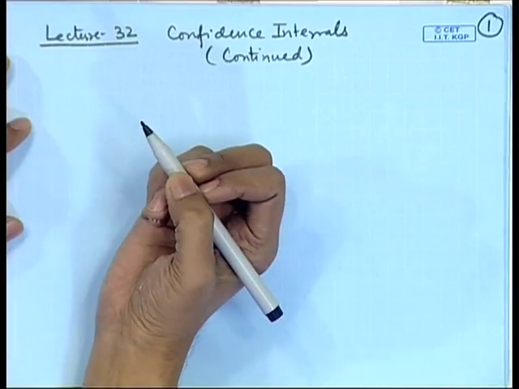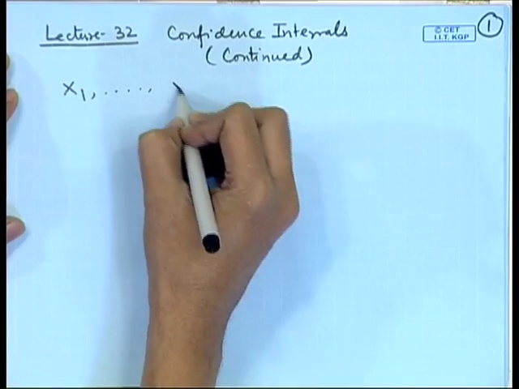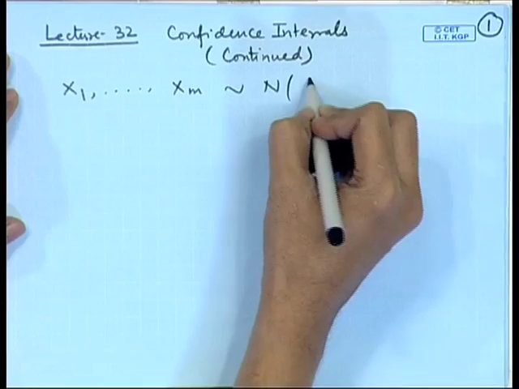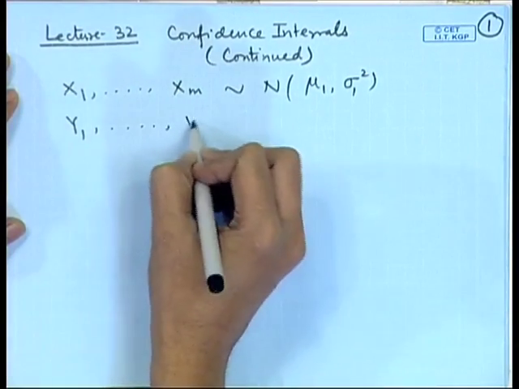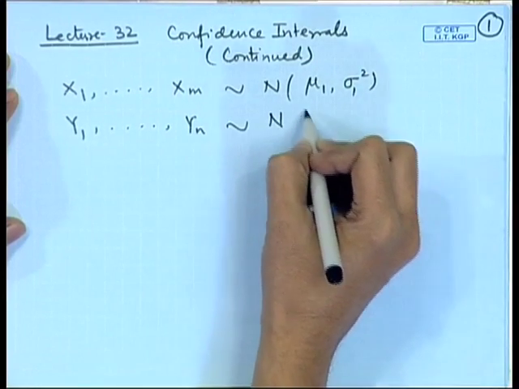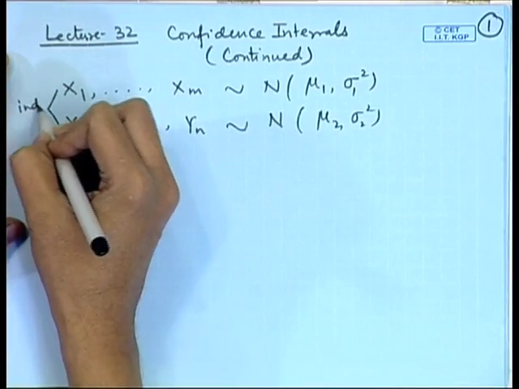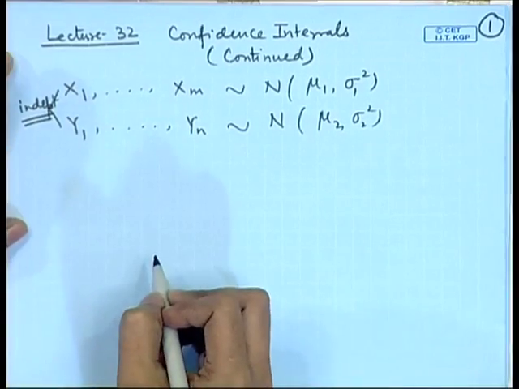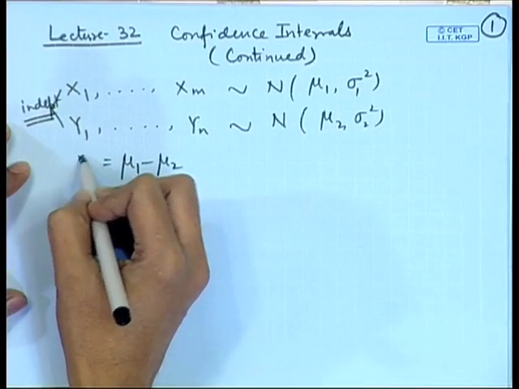We continue our discussion on the confidence interval estimation. Let me repeat the setup here. We are interested in the comparison of the means of two normal populations. So, we have a sample x 1, x 2, ..., x m from normal mu 1, sigma 1 square, and y 1, y 2, ..., y n is another independent random sample from normal mu 2, sigma 2 square population. These two samples are taken to be independent. So, we are interested in the confidence interval for mu 1 minus mu 2, let us call it eta.